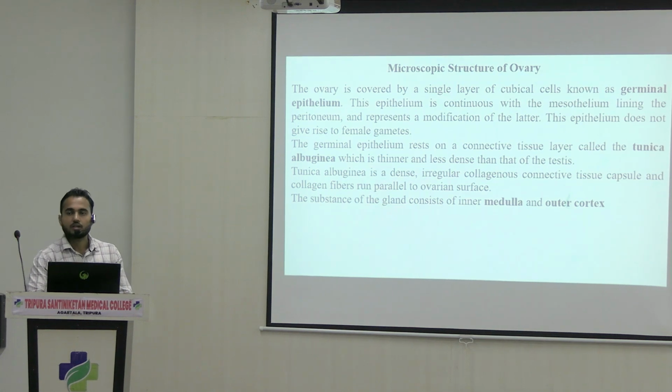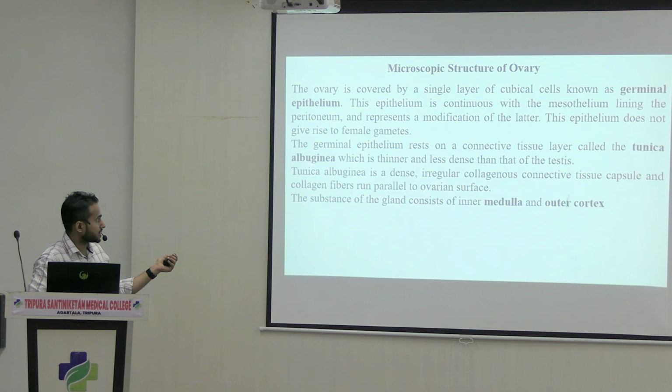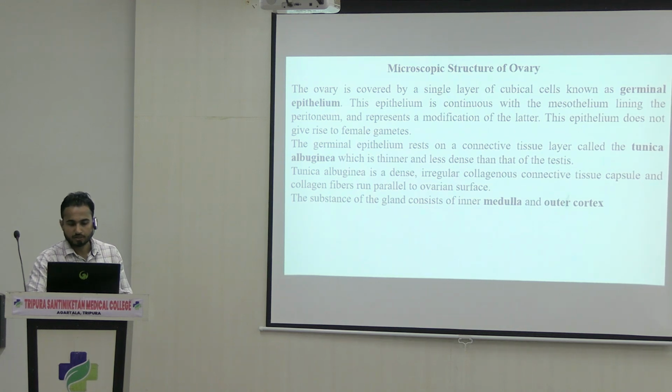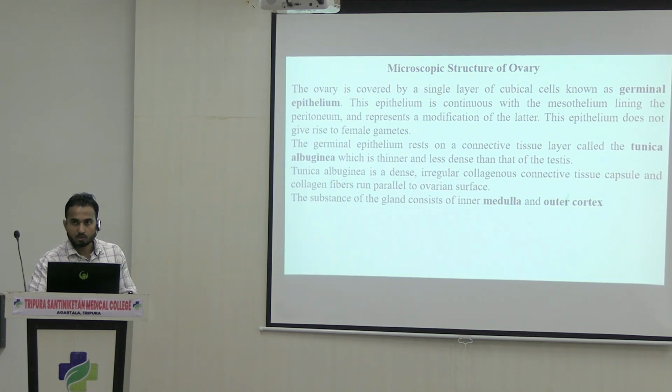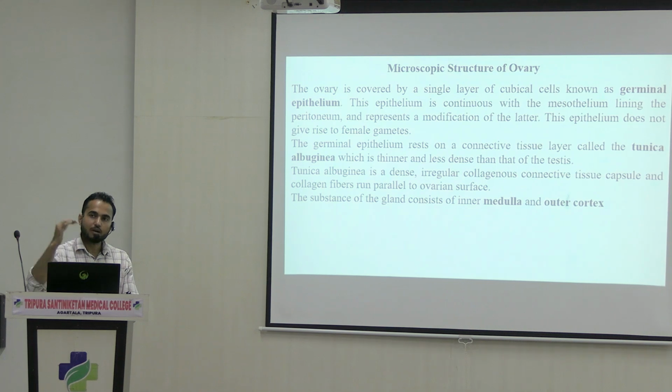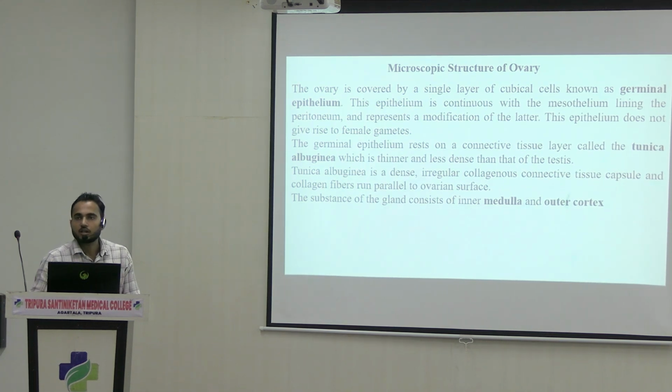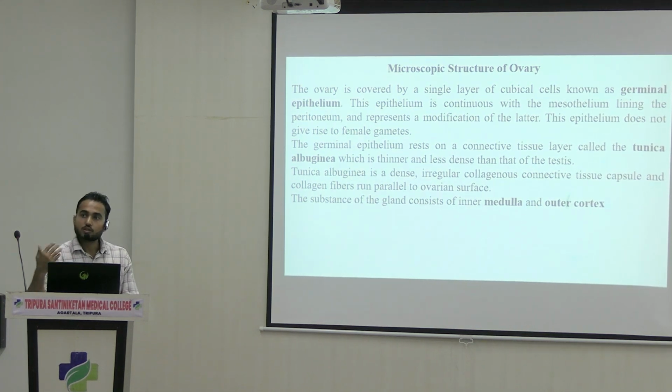Okay. So in that connective tissue, especially in the tunica albuginea, what is present? Irregular collagenous connective tissue capsule, and along with that collagen fibers are also present. Okay. So that is about the outer aspect of the ovary. Okay, outer to the cortex, these things are present. Below that, what will be present? Cortex is there, and inner to the cortex, medulla is there.